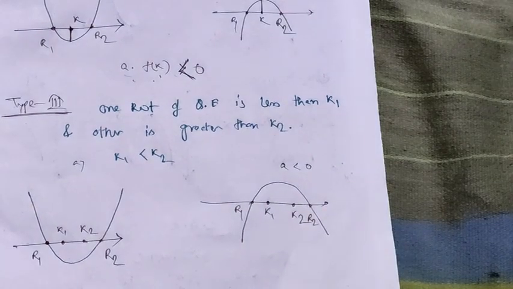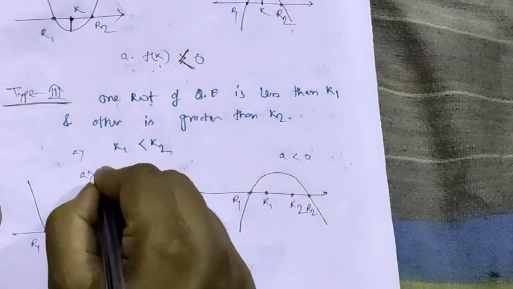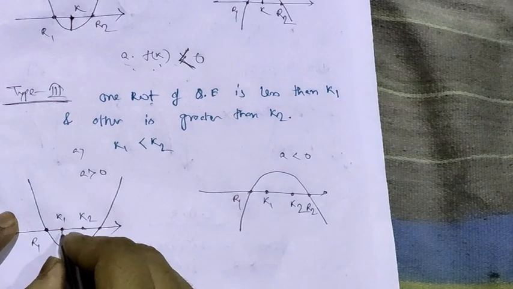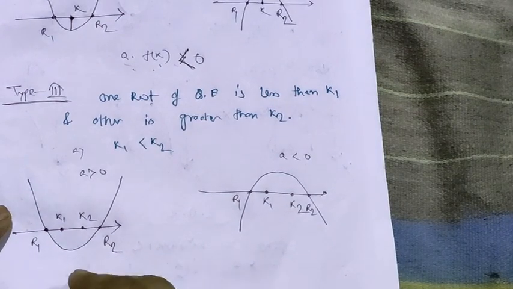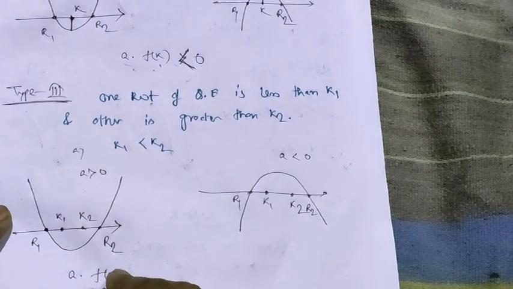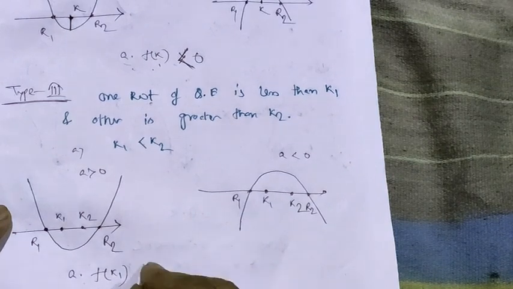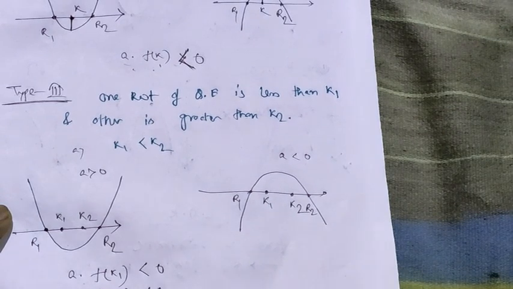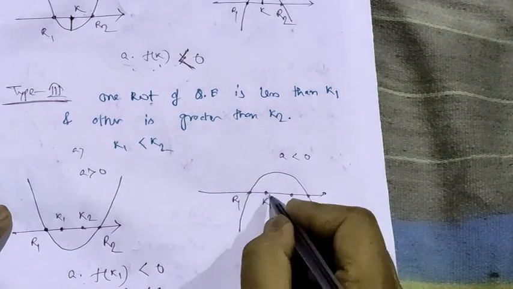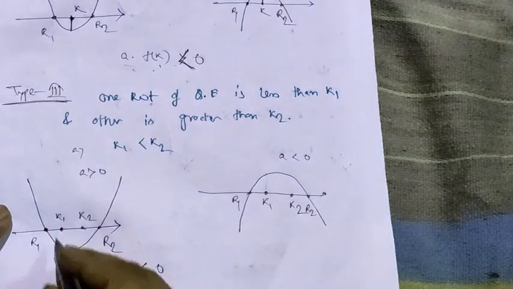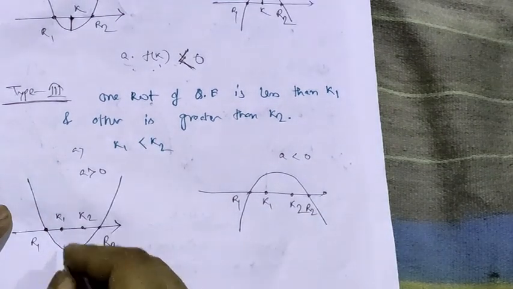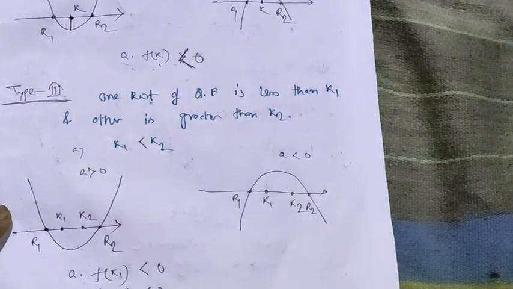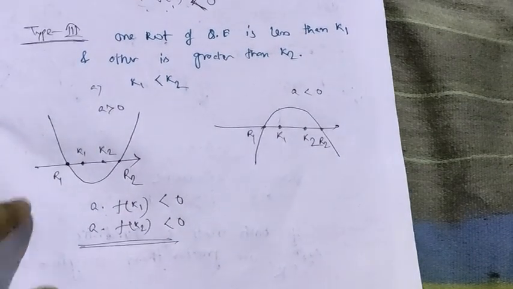So here a is greater than 0. You can check that a into f of k1 is less than 0. Similarly, a into f of k2 is less than 0. In one case, a is negative and f of k1, f of k2 are positive. In the other, a is positive and f of k1, f of k2 are negative. So these two conditions will be satisfied, and you have to check these two conditions.